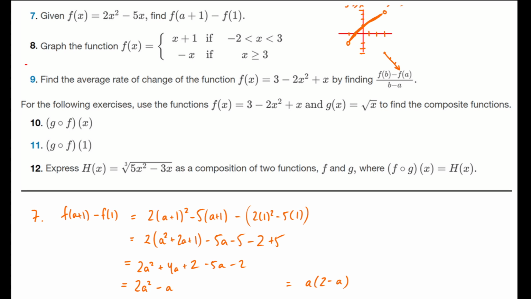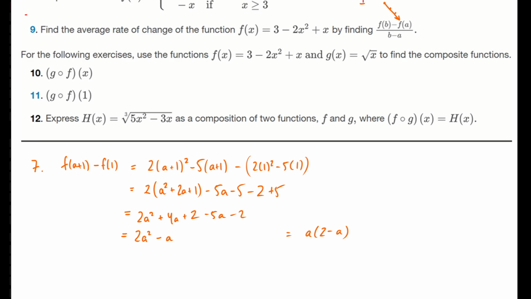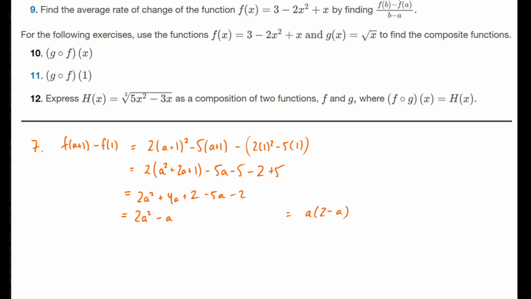So next, we want to find the average rate of change of the function f of x equals 3 minus 2x squared plus x by finding f of b minus f of a over b minus a. So we can do this. We're just going to plug in some values just like we did before. So f of b is going to be 3 minus 2b squared plus b. We're going to subtract f of a, 3 minus 2a squared plus a, and we'll divide this by b minus a.